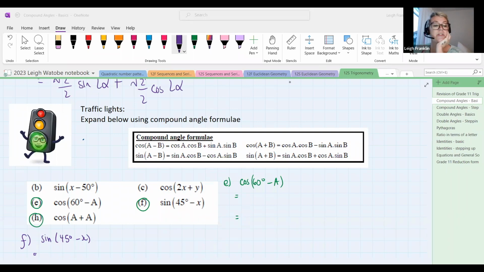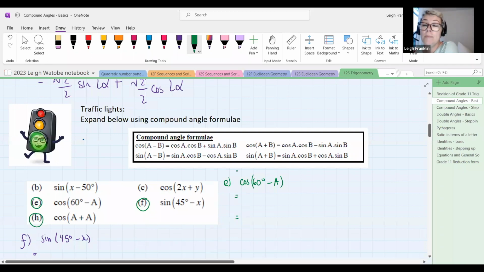Sure, Kagiso, you can say what you thought E was. Go for it, tell us what you think we should write. Ma'am, it's going to end up as half cos A plus square root of 3 over 2 sine A. 100%. The problem is, Kagiso, that you've got to show the step in between. When you expand one of these formulae, you always get a mark for it. So expand it first, and then tell me your answer again.